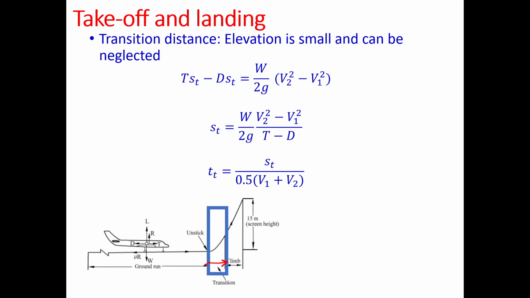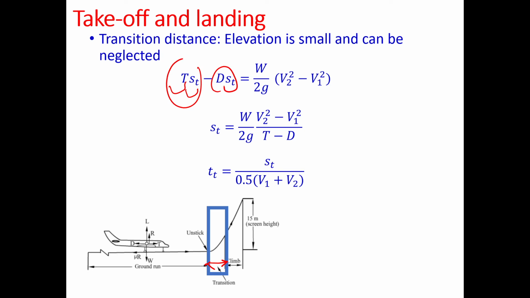Here we are looking at this distance. We are going to ignore the elevation here because it is very small and can be neglected. Okay, so if you write the energy balance for your system, you are going to get that the forces you have in the x direction is the T thrust, S is the distance, force multiplied by distance is going to be your work essentially done by the system, right?